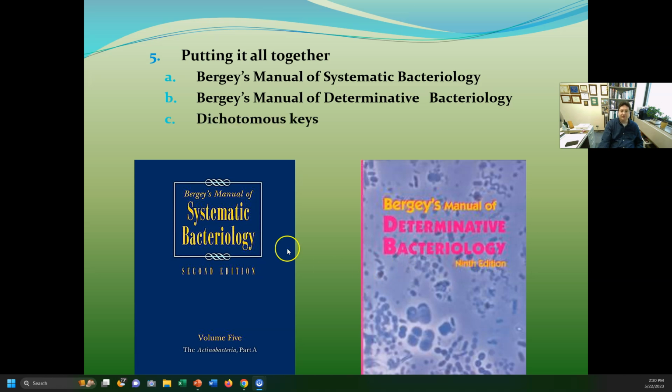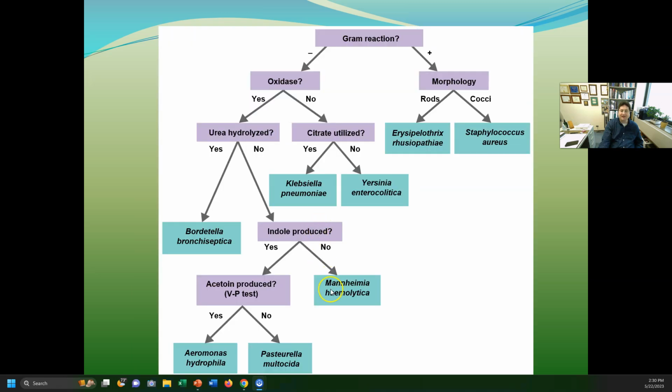So you could put that all together using what's called a dichotomous key, something like this, where we start by doing a gram stain or gram reaction. Is that positive or negative? Depending on that basic result, we go this way or this way, and then do a variety of tests, okay, and work our way down this key until we get an answer. I would then check that answer in these manuals.